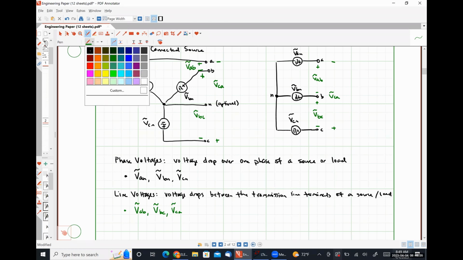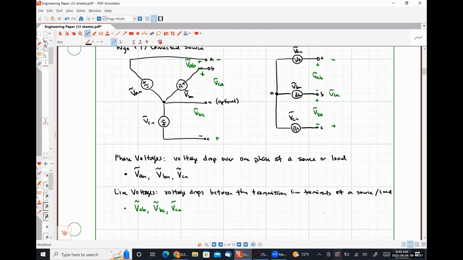Now we're going to introduce the concept. Actually, before we do that, I want to talk about two other phrases that are commonly used to represent these quantities, okay? So you might hear of a phase to neutral voltage. A phase to neutral voltage would be a voltage measured from the transmission line terminal to the neutral connection. So what would a phase to neutral voltage be in one of these systems?